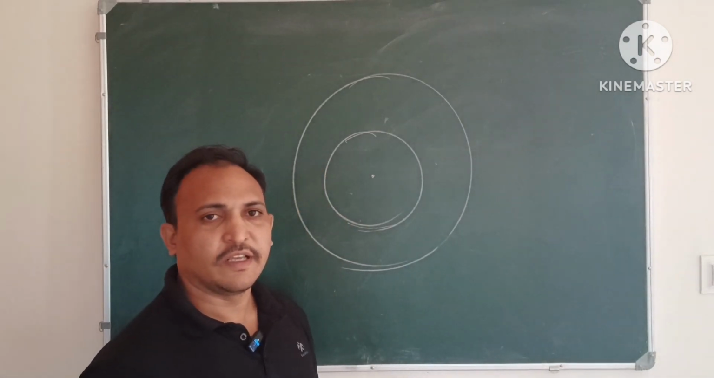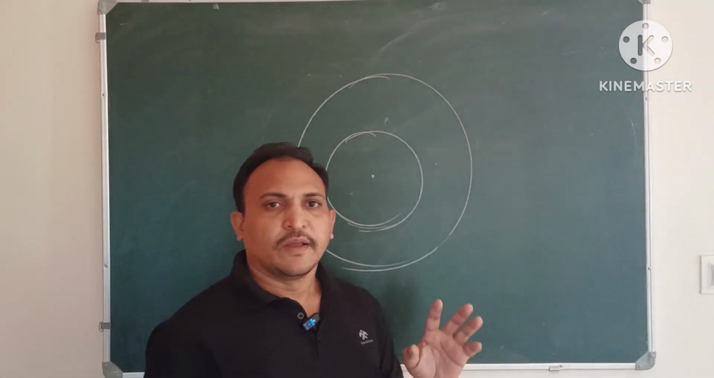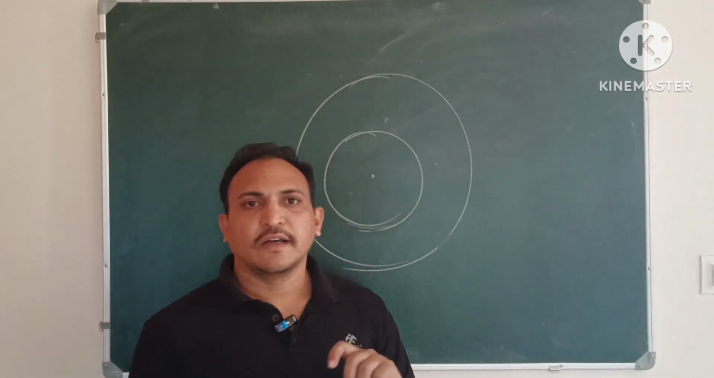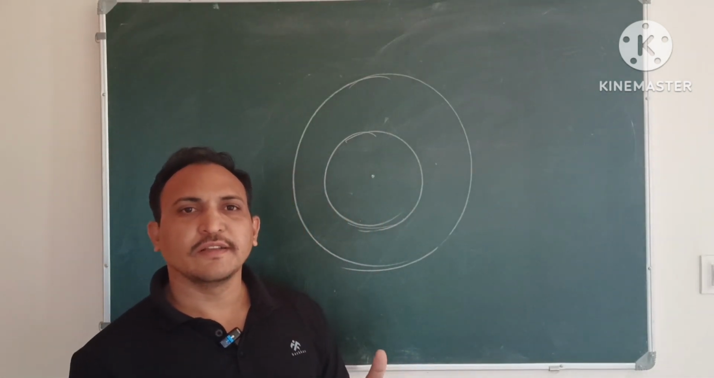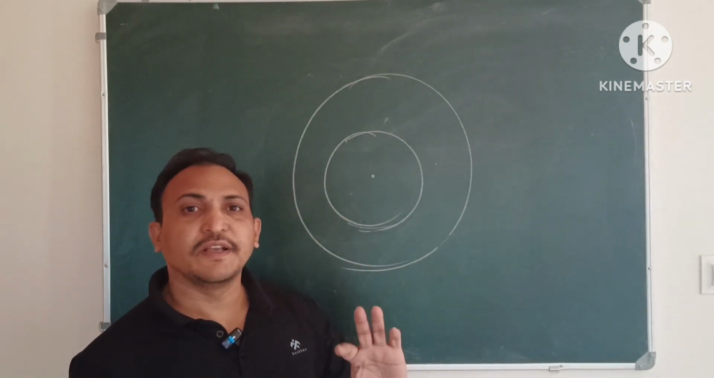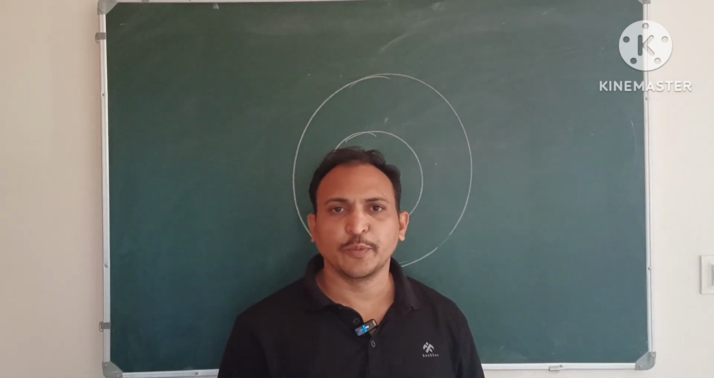Please remember, these are the different relative positions of two circles. Where we will get the radical axis, we have seen. I hope you understand.